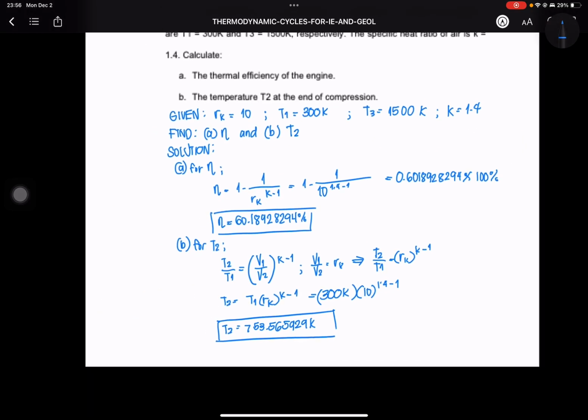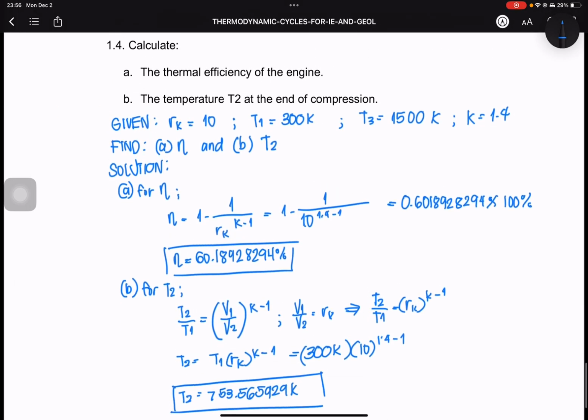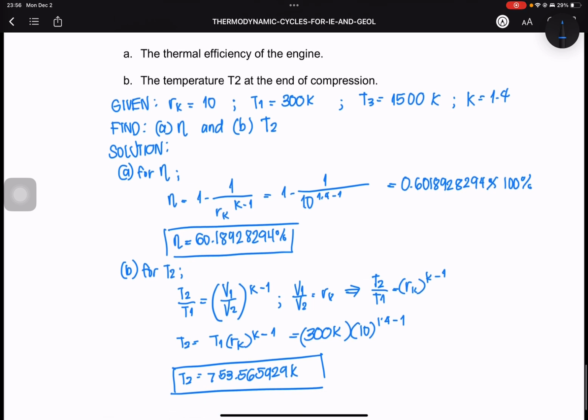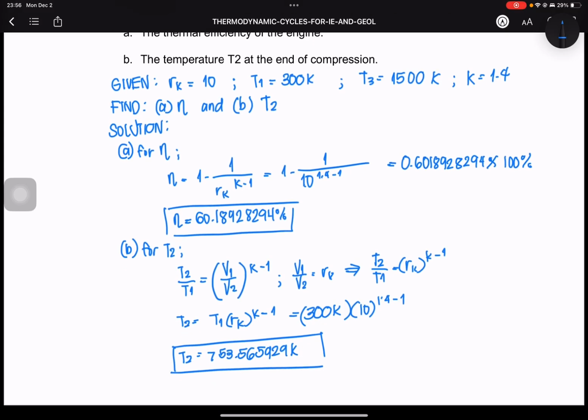Alright, so that is it for the Otto cycle. Do you have any questions with regards to the problem? Okay, I guess none. Alright, so let me end this lecture.